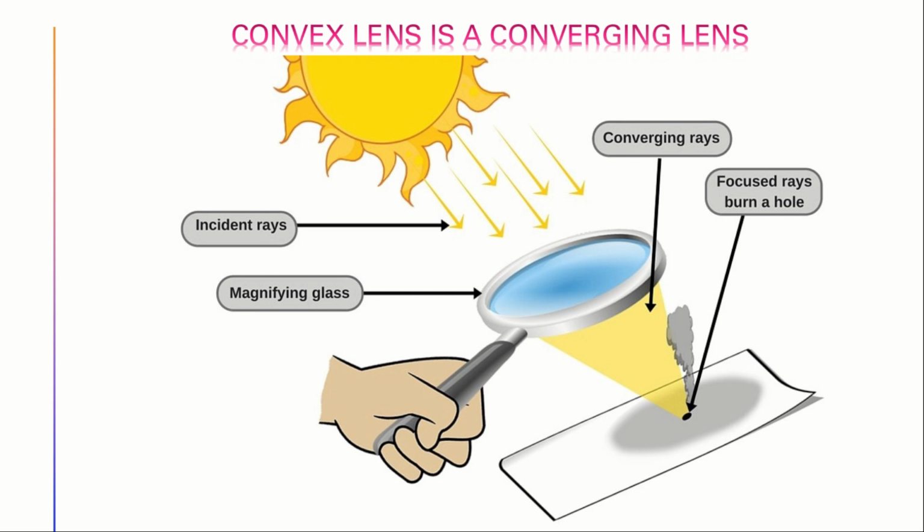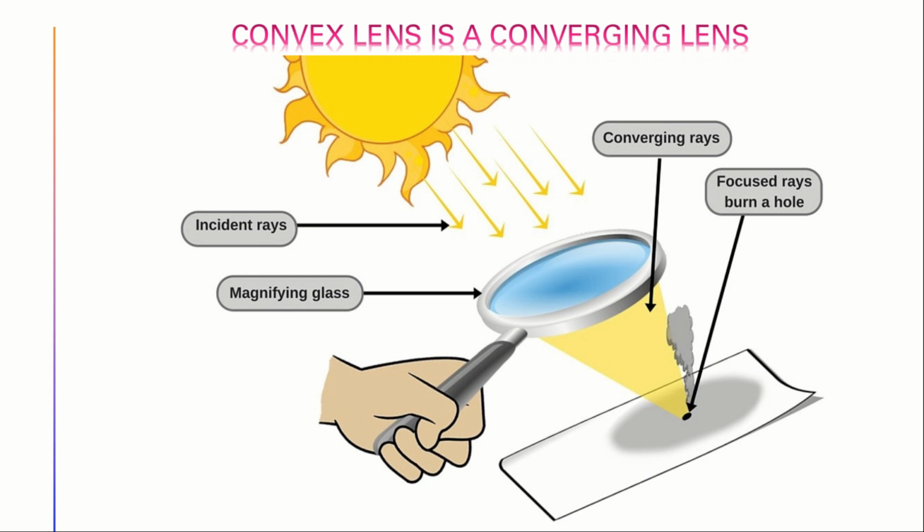Since a convex lens is converging, all the rays from the sunlight converge at a point which will have an enormous amount of heat, and the black dot or the hole which you can see is the exact image of the sun focused on it. Therefore, the paper begins to burn.